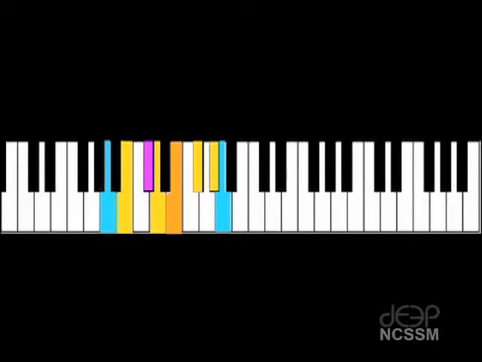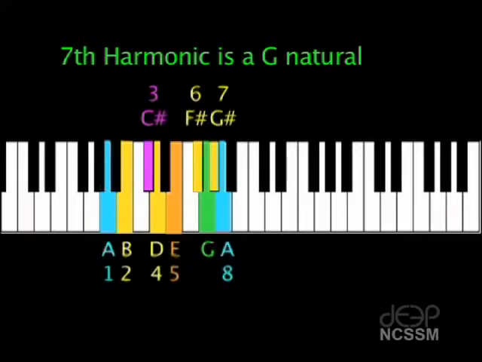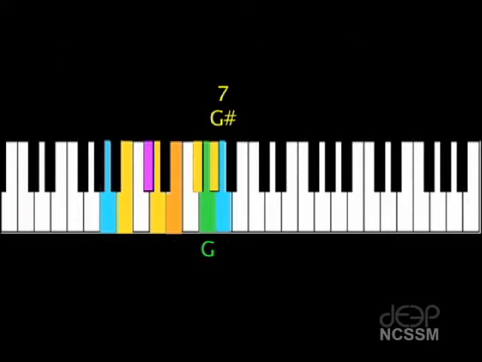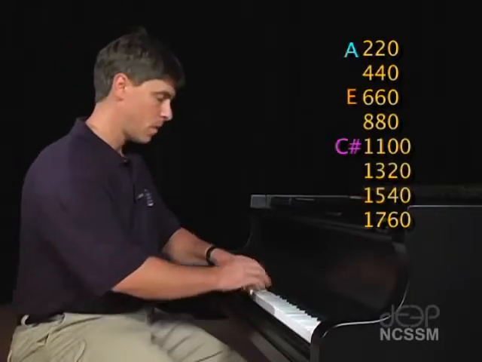Finally, the 7th harmonic is a G natural. Now this may not seem to fit into the pattern of the A major scale. A major has a G sharp. G sharp is the 7th note of the scale. And while it would take more time than we have today to fully explain the presence of a G natural in this series, I would like you to hear what it sounds like within the chord. A, C sharp, E, G natural.